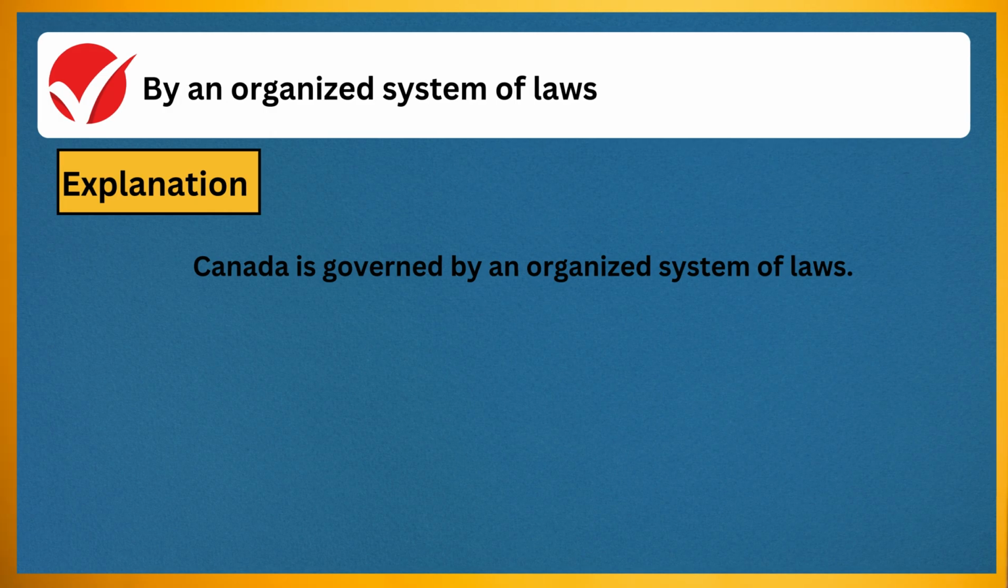The correct answer is by an organized system of laws. Explanation: Canada is governed by an organized system of laws.